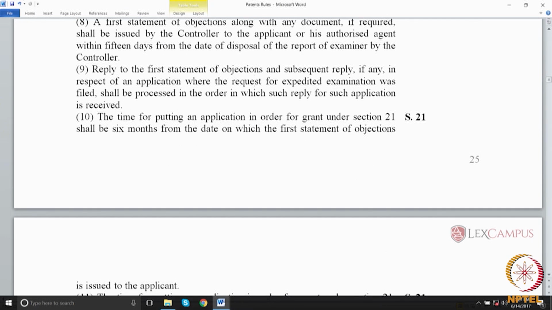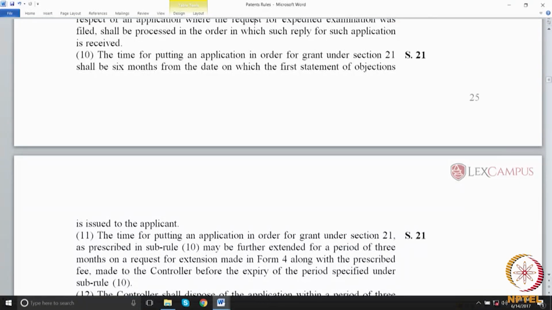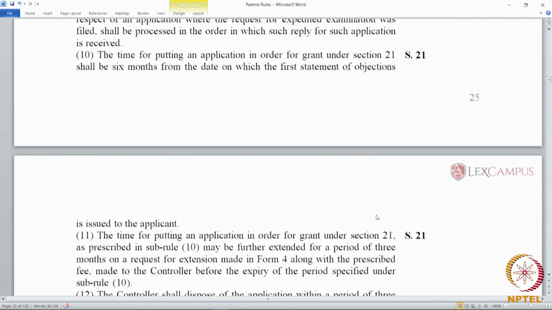Subrule 9. Reply to the first statement of objections and subsequent reply, if any, in respect of an application where the request for expedited examination was filed, shall be processed in the order in which such reply for such application is received. This is similar to what we had seen in 24B. The process for the order in which the request shall be processed will be the order in which the office receives them. Subrule 10 states that the time for putting an application in order for grant under section 21 shall be 6 months from the date on which the first statement of objections is issued to the applicant.